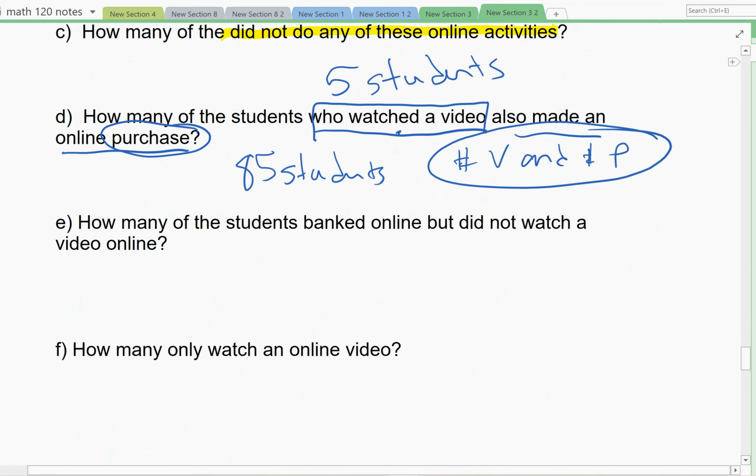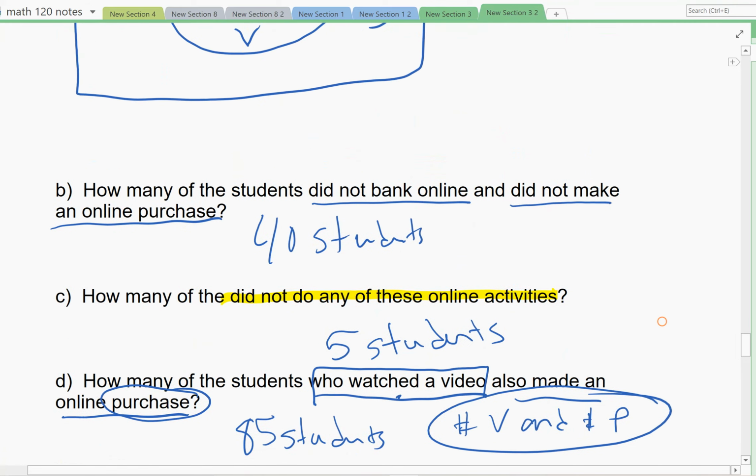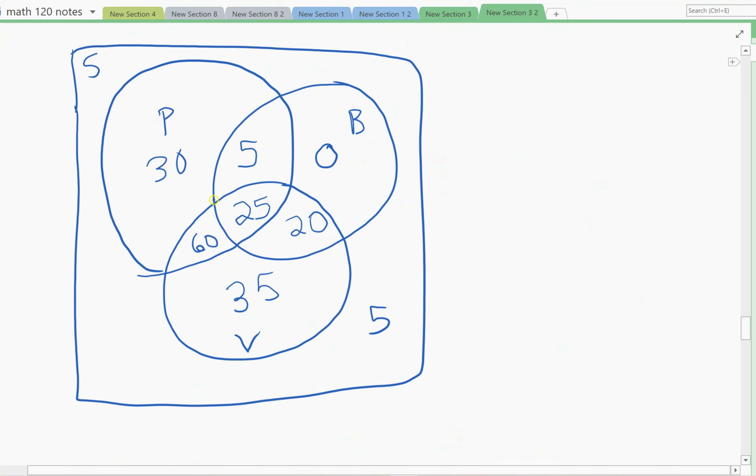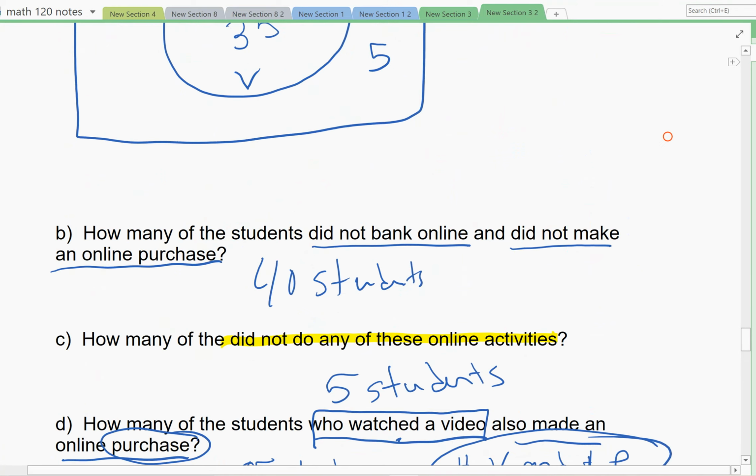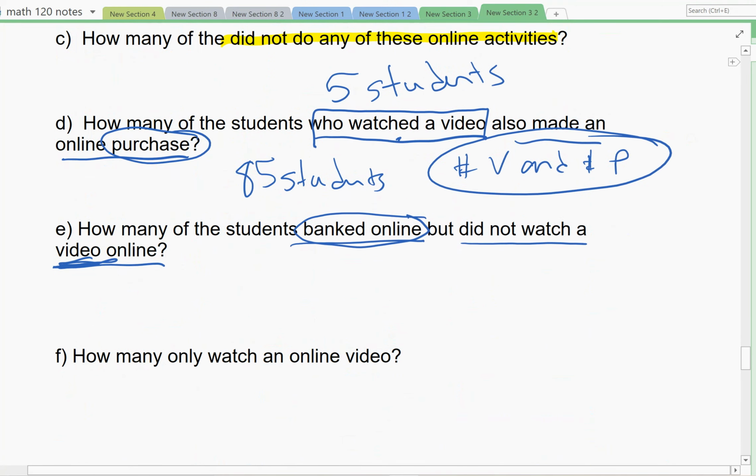Alright, the next question. How many of the students banked online but did not watch a video online? So we're in the banking circle, but we're not in the video circle. So I'll go to my banking circle, but I stay outside of the video circle. So I'm just this piece here. Well, there's 5 here, 0 there, so 5. 5 people banked online but did not watch an online video. 5 students.